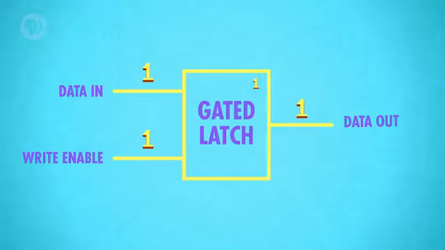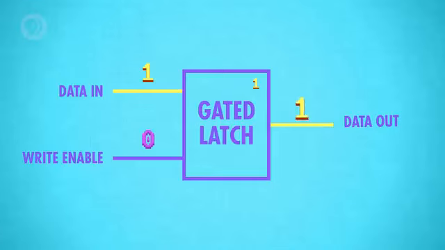Notice how the output is now 1. Success! We can turn off the enable line and the output stays as 1. Once again, we can toggle the value on the data line all we want, but the output will stay the same. The value is saved in memory.